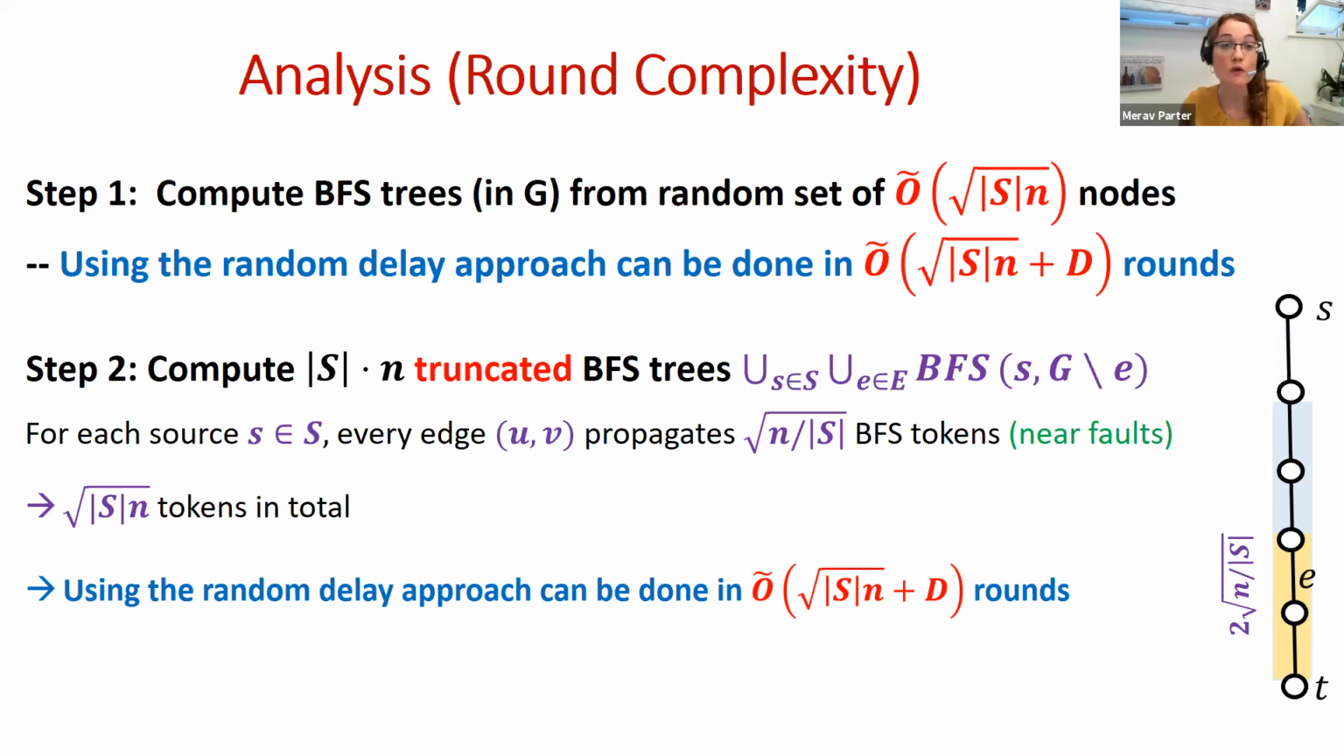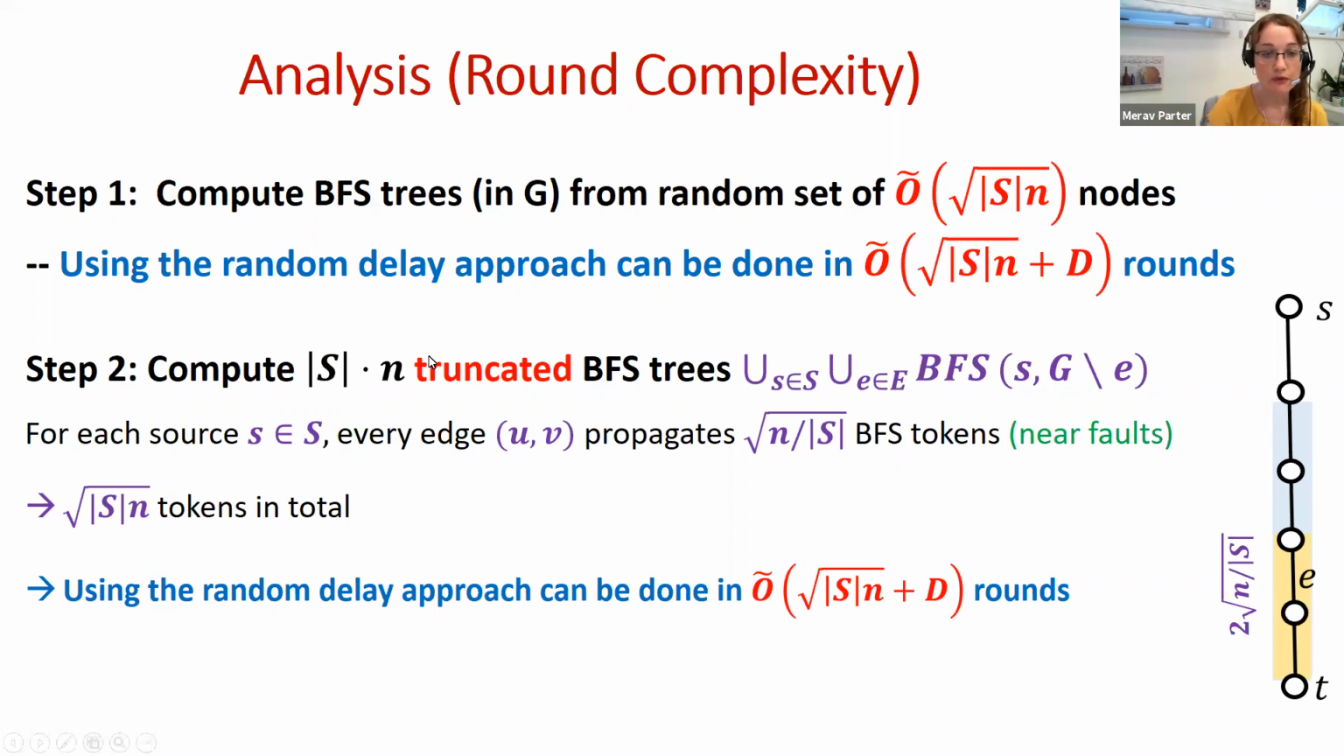idea of the algorithm. I'll just give some hints about the round complexity and the correctness. So the computation of the random trees can be done in this many rounds just by using the random delay approach. So handling the far faults is cheap.